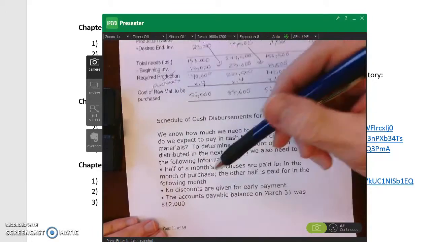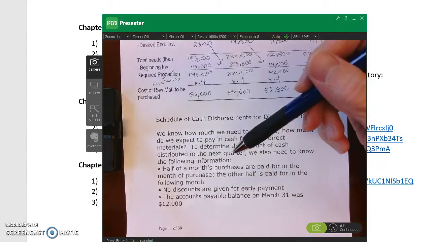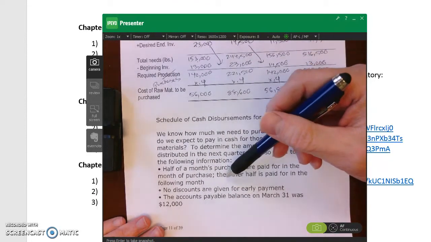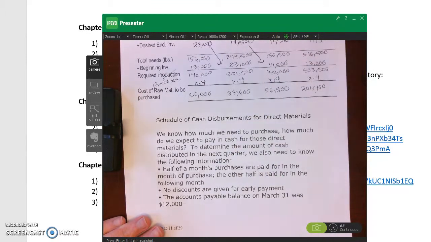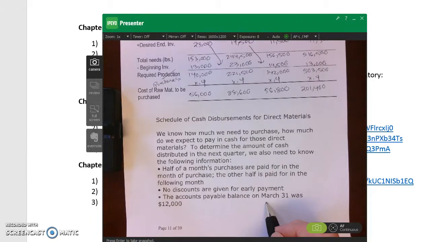So we have a few assumptions. Half of the month's purchases are paid for in the month of purchase. The other half are paid for in the next month. There are no discounts given for early payment. The accounts payable balance at the end of the first quarter, March 31st, was $12,000. And of course, that is our beginning accounts payable for quarter two.